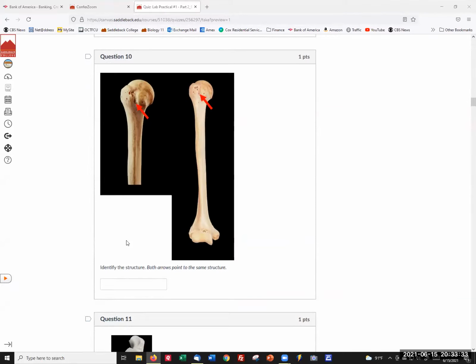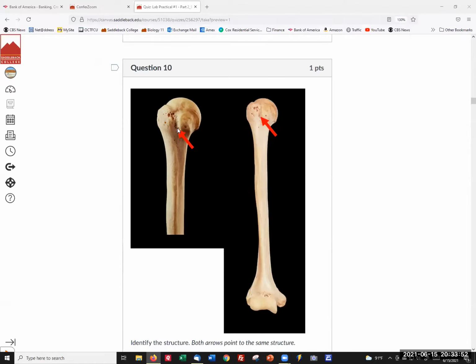Okay. This one, identify the structure. Both arrows point to the same structure. Well, then I want the bigger arrow. Why give me a picture that's small? Okay, see this crease in here? That's what's being referred to. And that has a longer name.